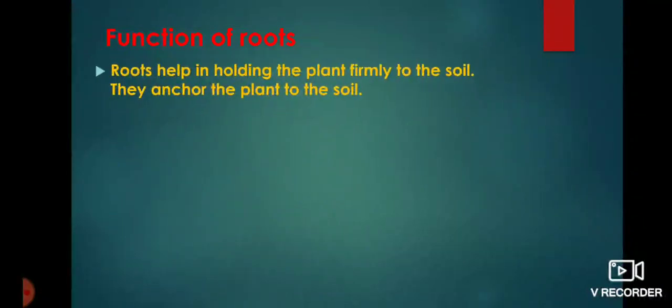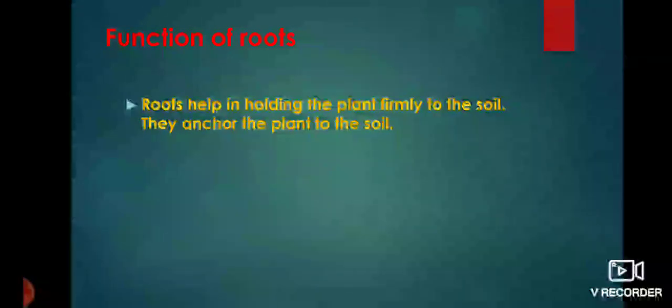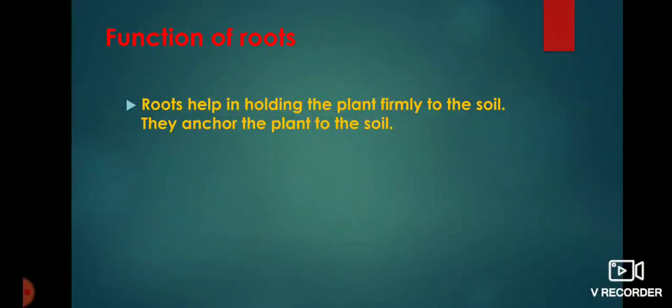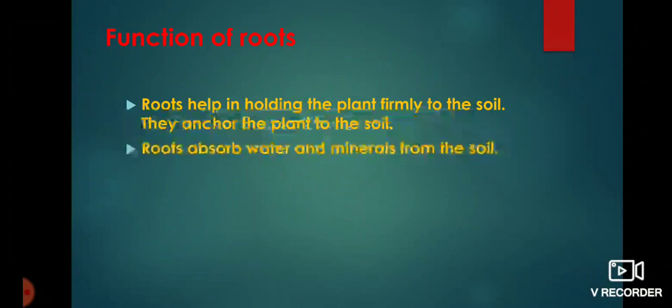So let us sum up the functions of roots as: roots help in holding the plant firmly to the soil. They anchor the plant to the soil, and roots absorb water and minerals from the soil. Now, let us study about types of roots and relation of roots with leaf venation.